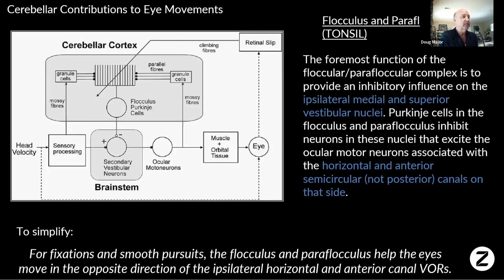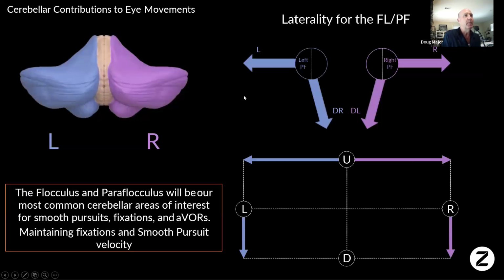The flocculus keeps the eyes moving in the opposite direction of where it's going, and the anterior canals of VOR. Again, complicated. The key thing is that it's there to move the smooth pursuits and keep them running smoothly. And again, directionality differs from the FOR, going to the left and the right, and that maintenance of fixation off to the side, as well as you'll notice this rotational aspect of the flocculus.